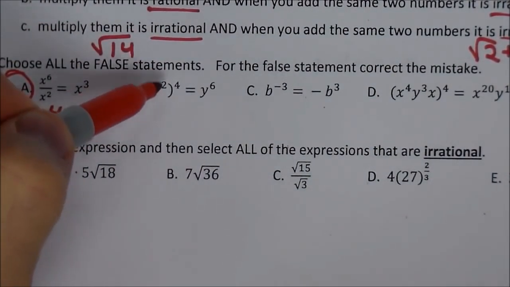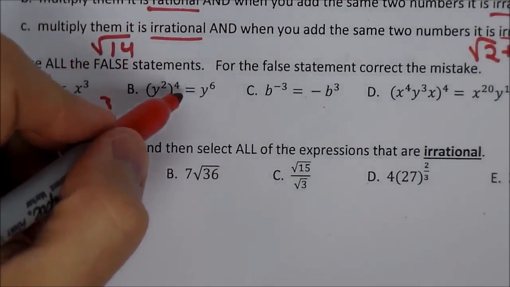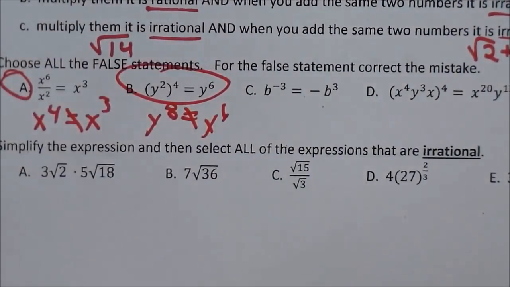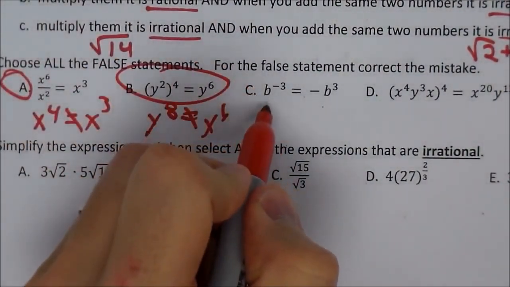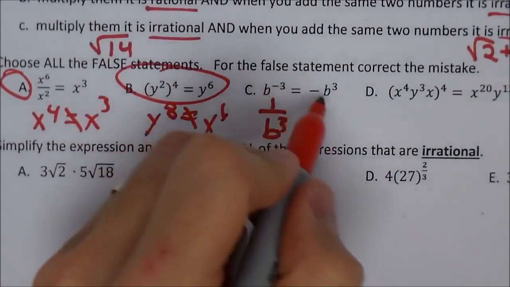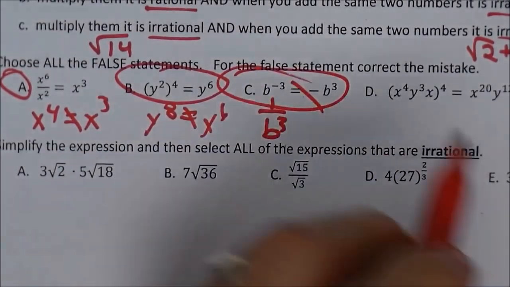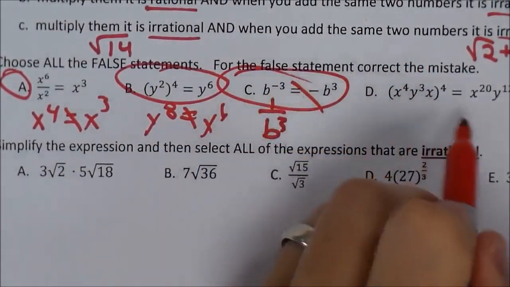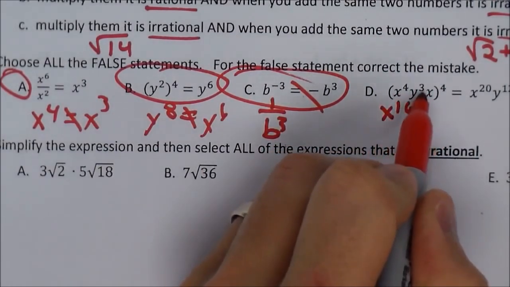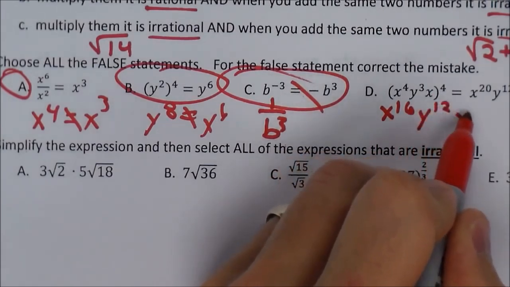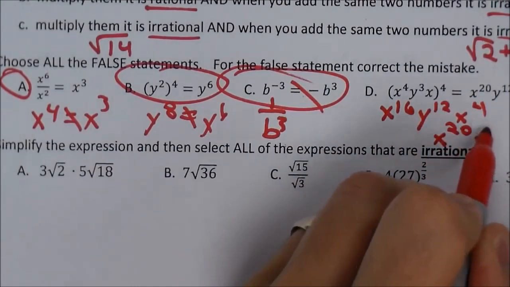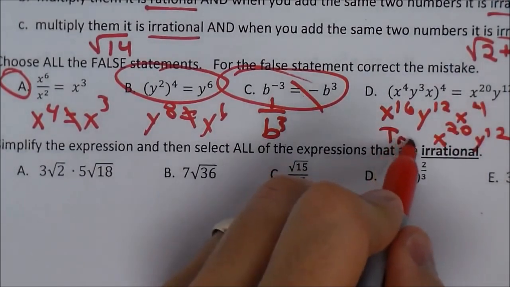For this one, I have y squared to the 4th, so that means I have 4 y squareds, so I have y to the 8th, and that is not equal to y to the 6th, so that one is also false. B to the -3 means if it's negative, I move it underneath the fraction to make it a positive exponent, then that is not true, so that one is false. For D, I'm going to distribute the exponent out. X to the 4th to the 4th is x to the 16th. Y to the 3rd to the 4th is y to the 12th, and then I have an x to the 4th. I combine the x's, and I get x to the 20th, y to the 12th, and that one does turn out to be true.